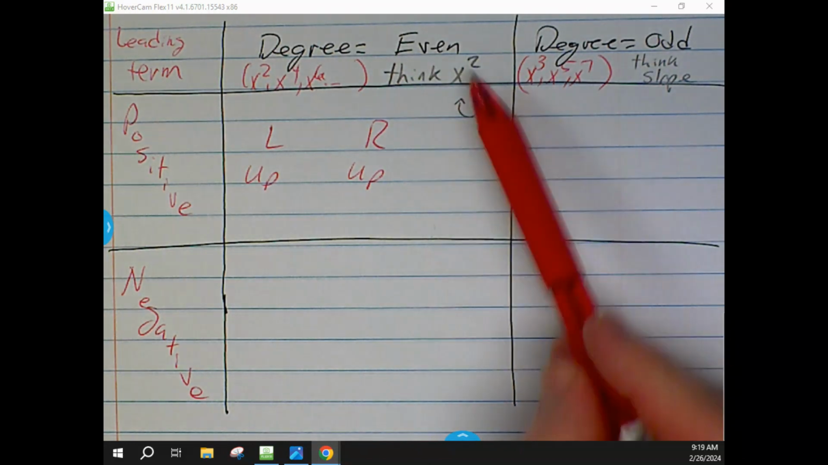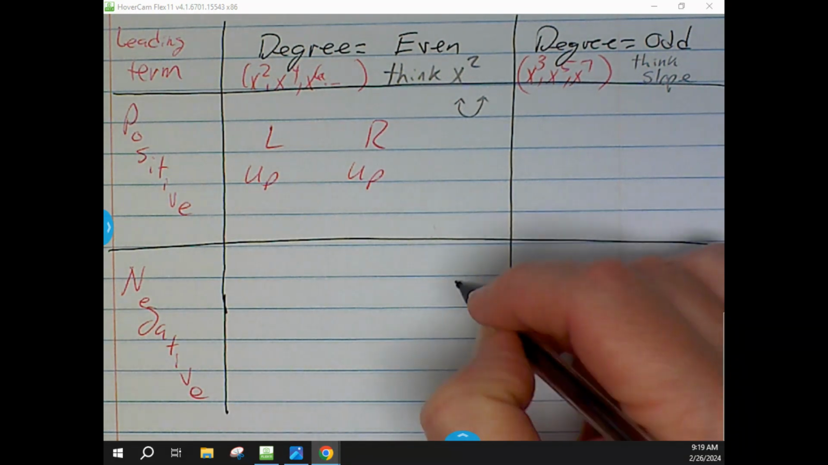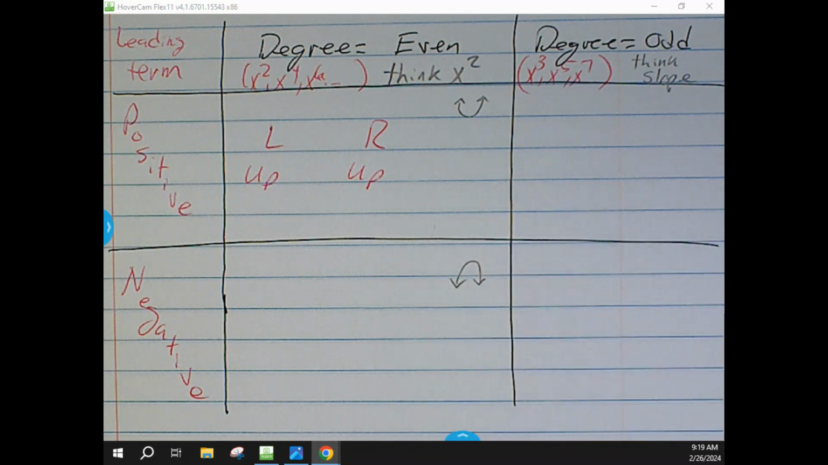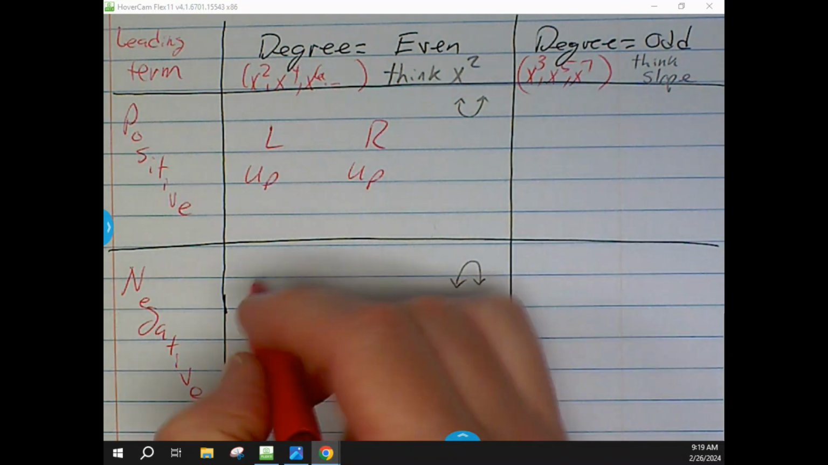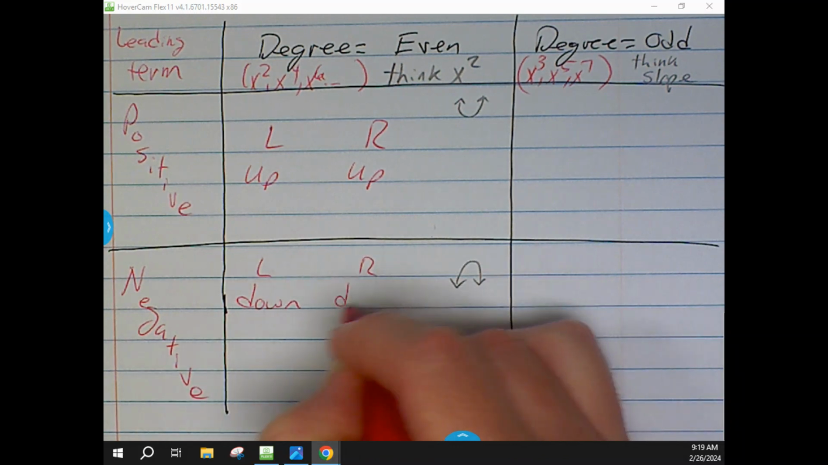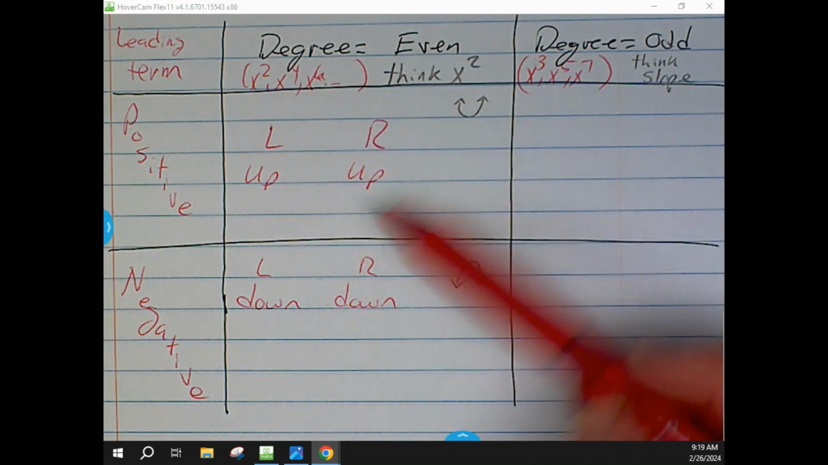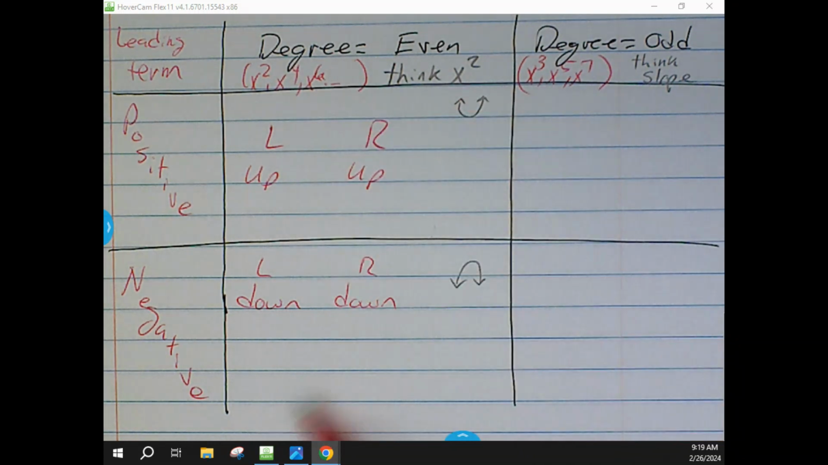And what about if x squared was negative? What if it was negative 2x squared? What would the graph look like? Yeah, the downward graph, right? Something like that. So in that case, the left side was going to go down, and the right side was also going to go down. So positive x to the second, x to the fourth, x to the sixth, both sides are up. If it's negative, then both sides are down.